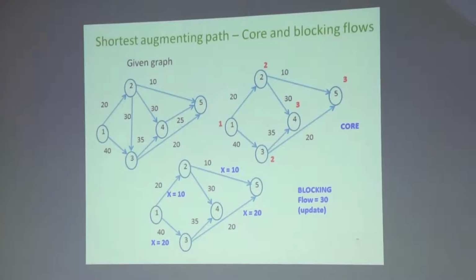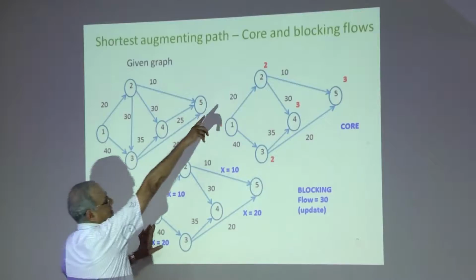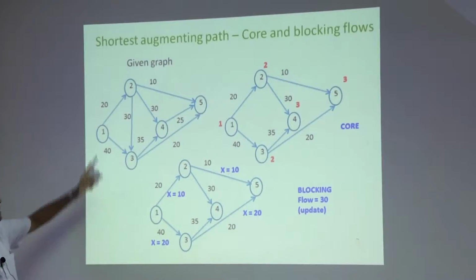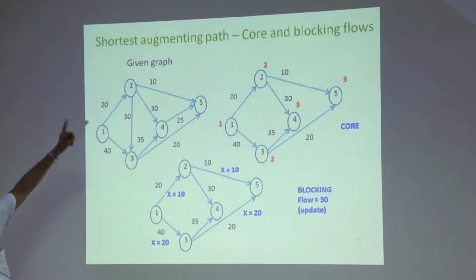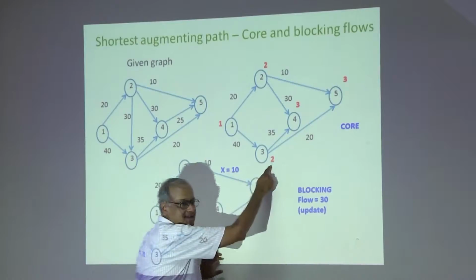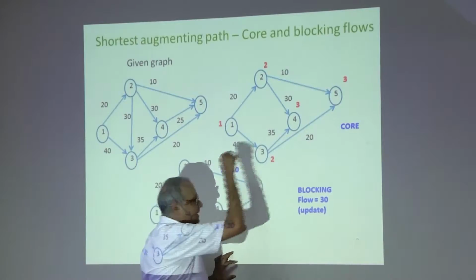Relabel the rest of them with the smallest possible label, such that the label gets a +1 if I can augment flow. For example, 1 to 2, so 2 gets a label of 2. 1 and 3, 3 gets a label of 2. But you see there is an arc between 2 and 3. So if I apply this, then this node should get 3. So I don't update it to 3, I keep it as 2.